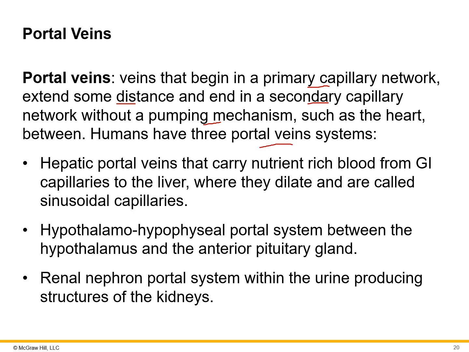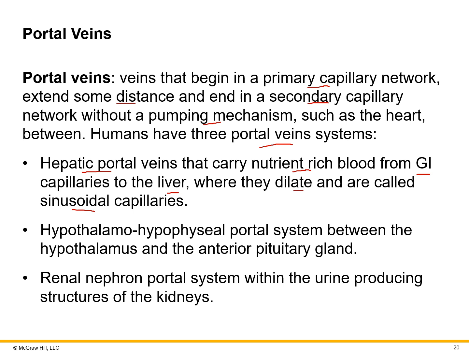We have 3 portal veins in the body. The main one that we talk about is the hepatic portal vein, and this is going to carry nutrient-rich blood from the GI system, so from our intestines, to the liver. So again, it goes straight from the gut to the liver, not the heart in between, so the capillaries of the gut to the capillaries of the liver, where they dilate into those sinusoid capillaries with those large fenestrae that allow for lots of exchange. So it's taking a lot of nutrients straight from the gut right to the liver.